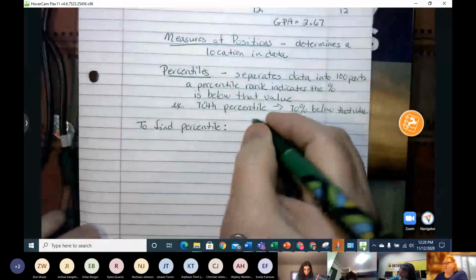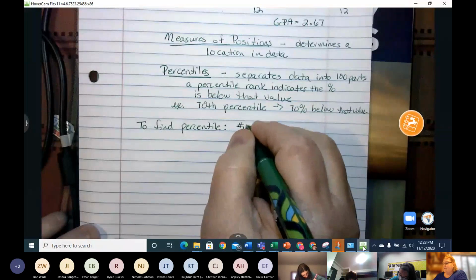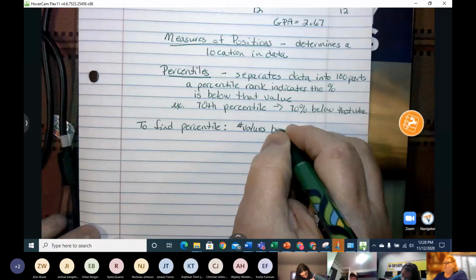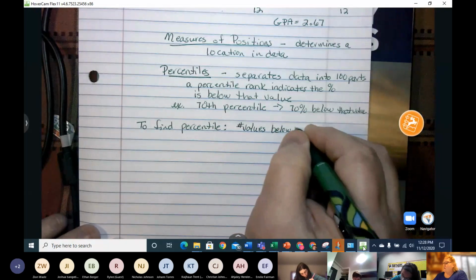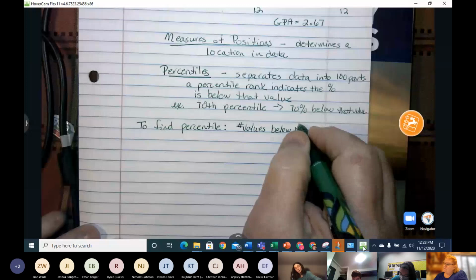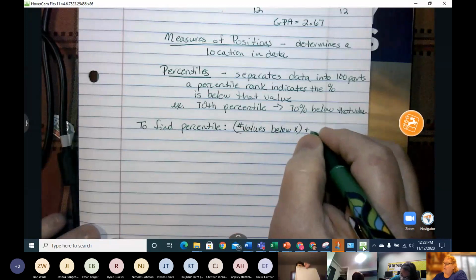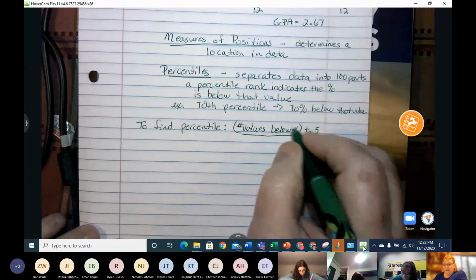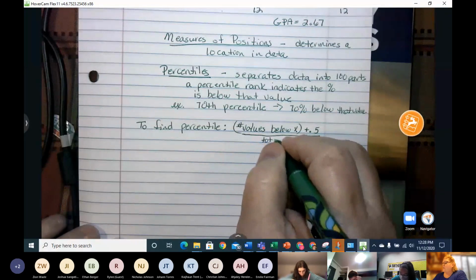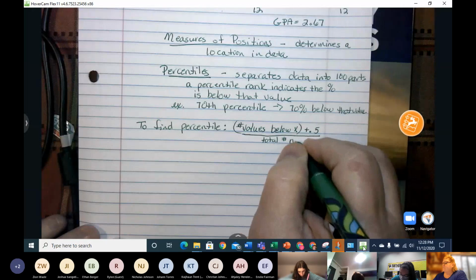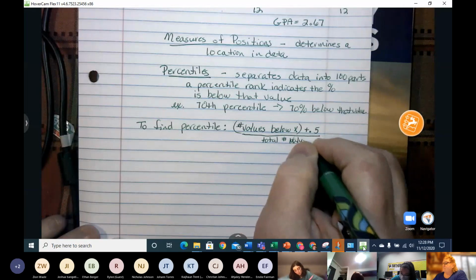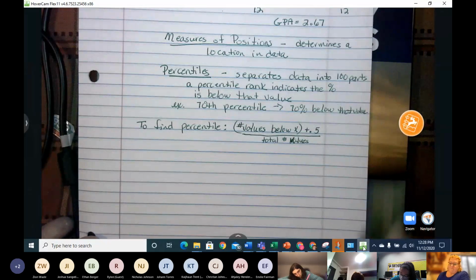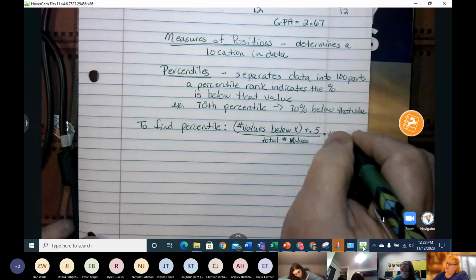To find the percentile, we're going to take the number of values below the data value and add 0.5 to it and divide by the total number of values. And we're going to multiply that times 100.